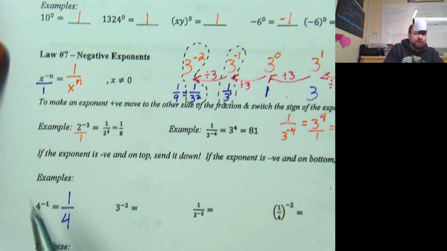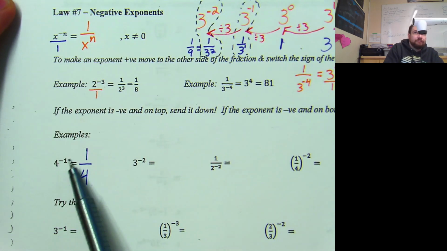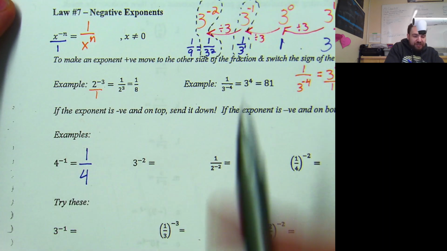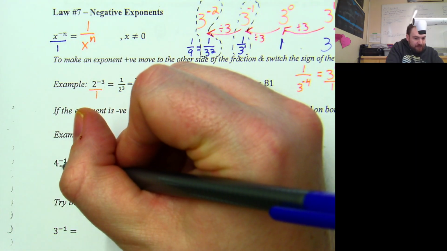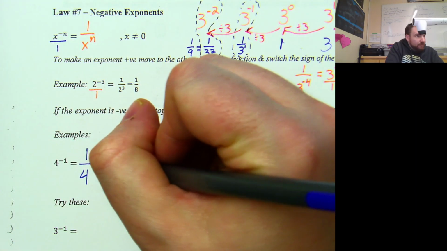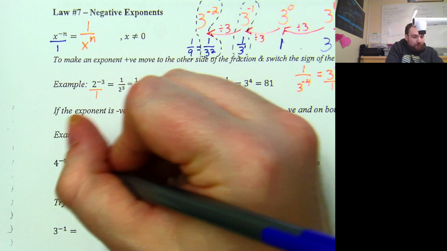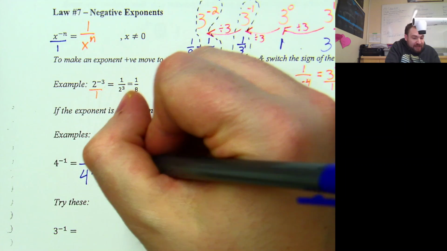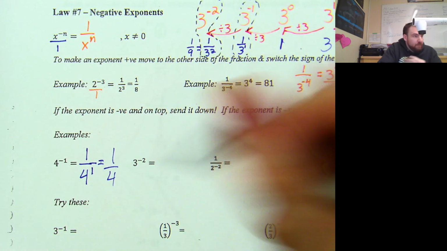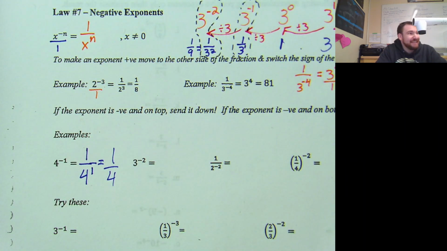So my exponent here was negative 1. To make that negative 1 positive 1, I'm going to flip it. So the 4 is going to become 1 over 4, and the exponent becomes positive 1. When I have an exponent of positive 1, I don't write the exponent. This is just going to give me 1 over 4. Did that help at all? Yeah.